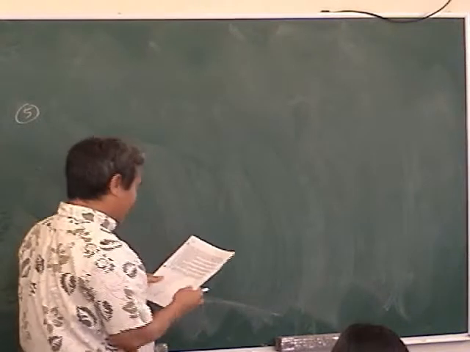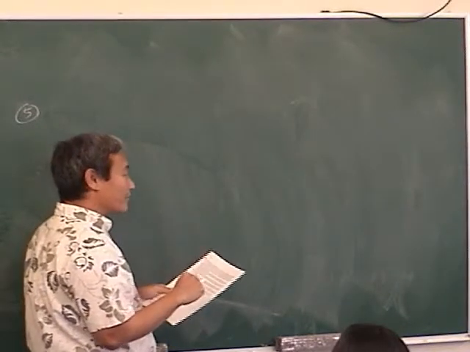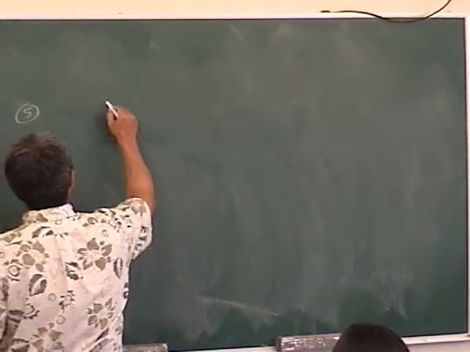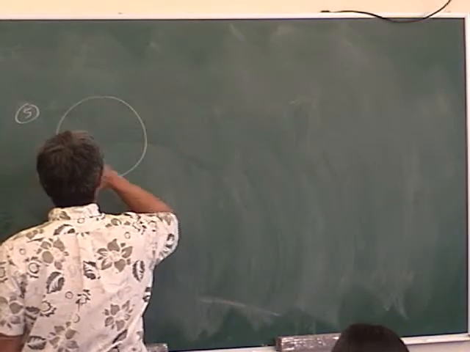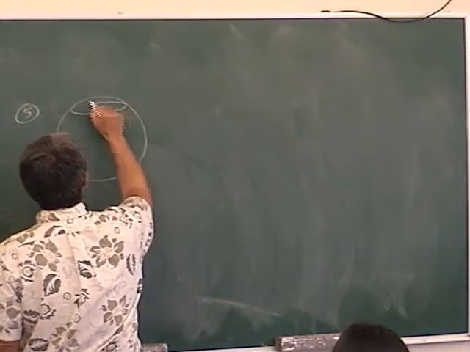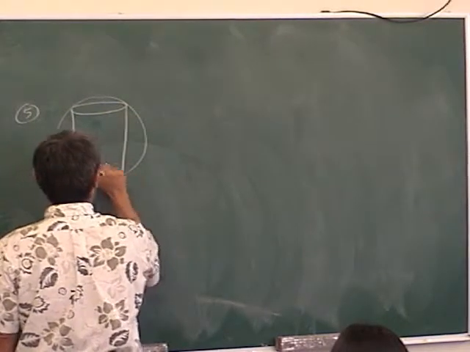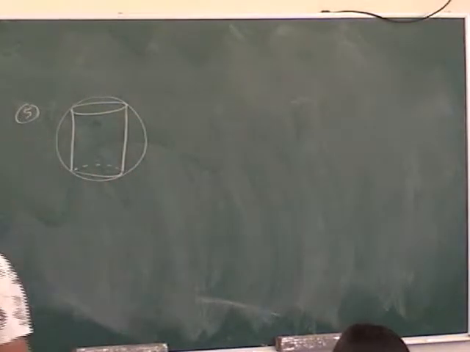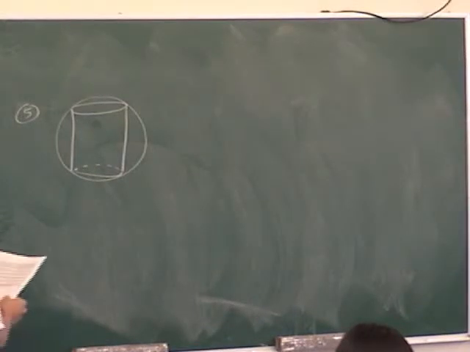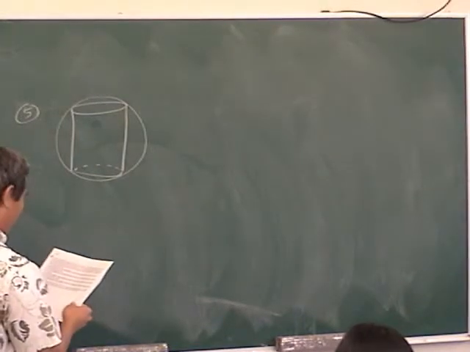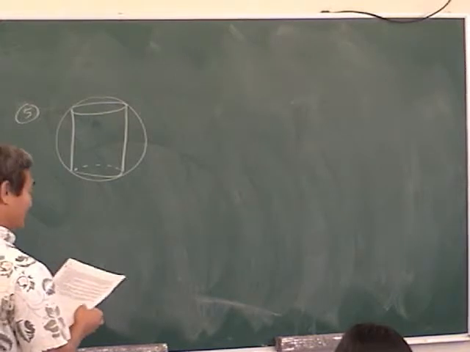A cylinder is inscribed in a sphere of radius 5. Can you imagine that? We have a sphere of radius 5, and then I'm going to inscribe a cylinder inside it like this. You guys know what a right circular cylinder is, right? Okay, part A. Write the volume of the cylinder as a function of x.